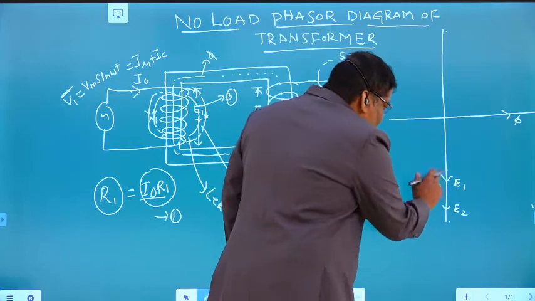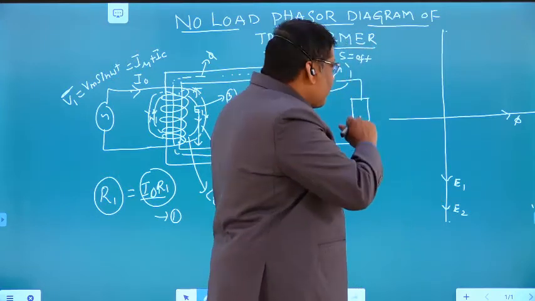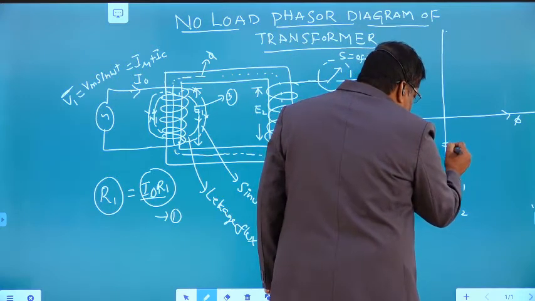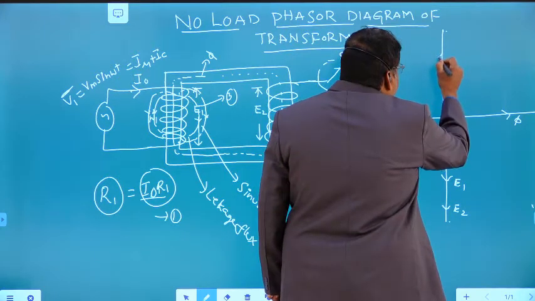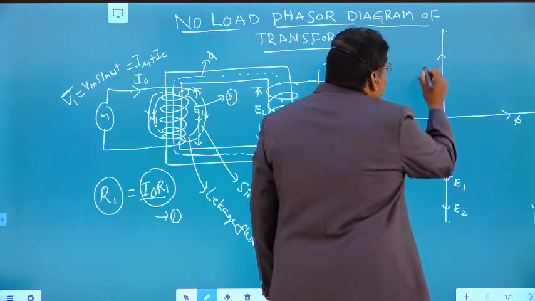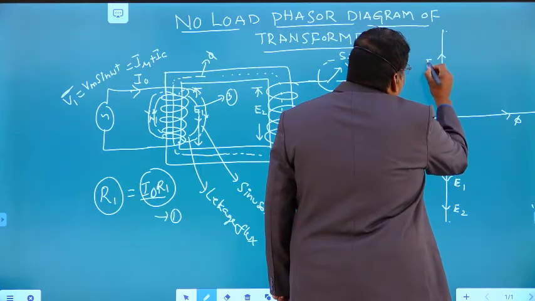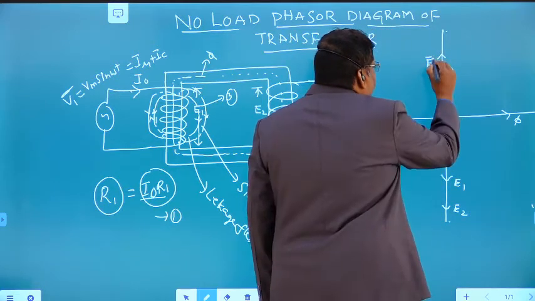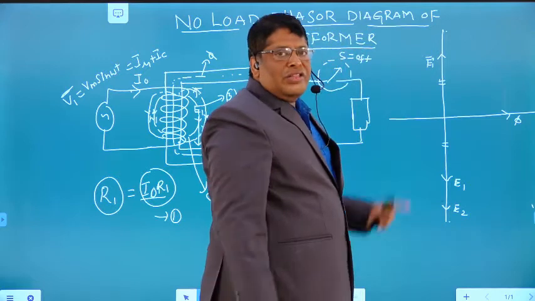Now, because of E1, there is a voltage drop in the primary winding, that is E1 dash. So how much magnitude is there? The same magnitude you take here with the opposite phase. This is nothing but E1 dash.